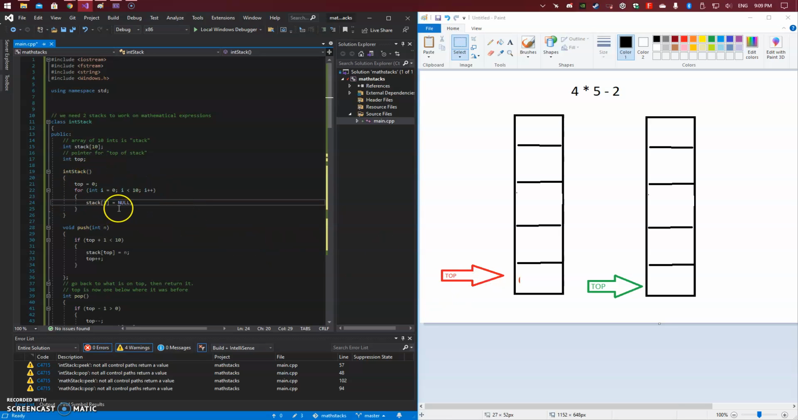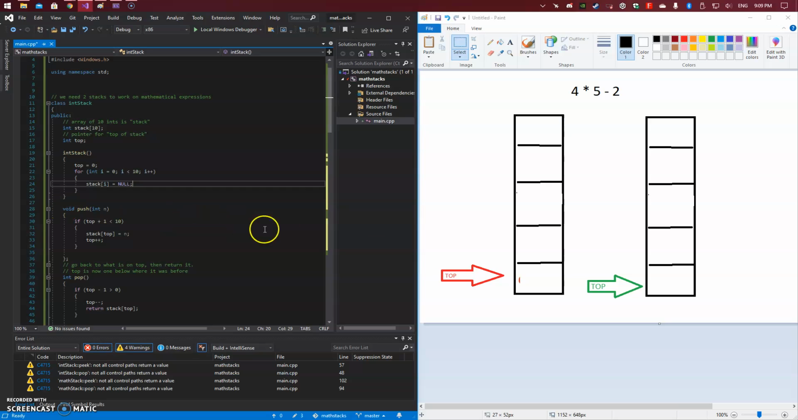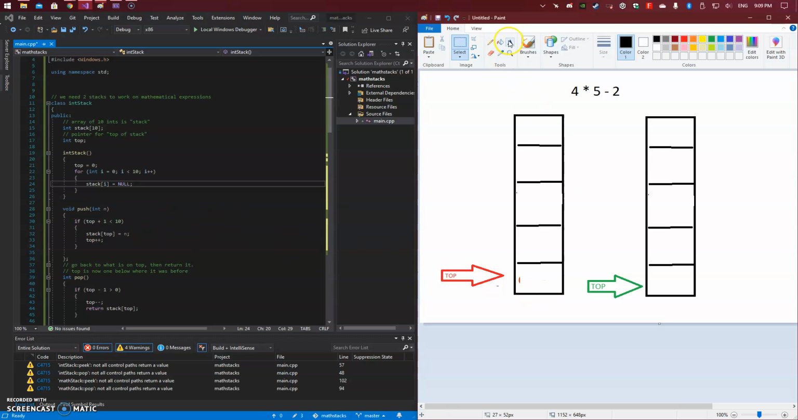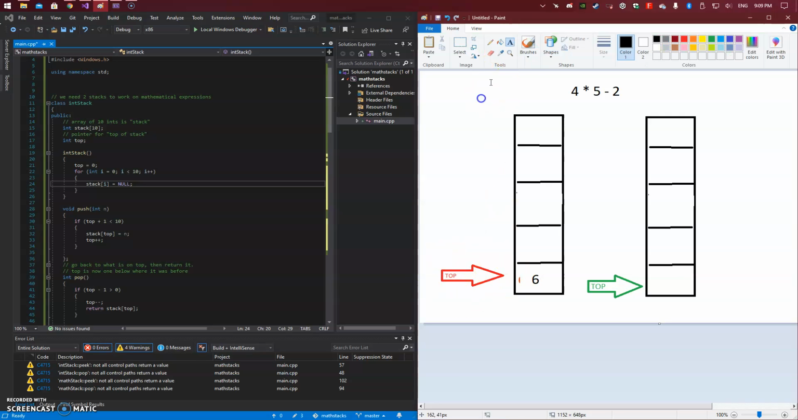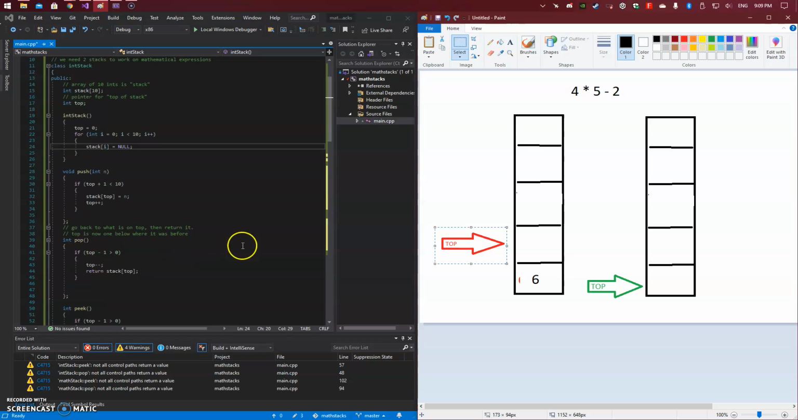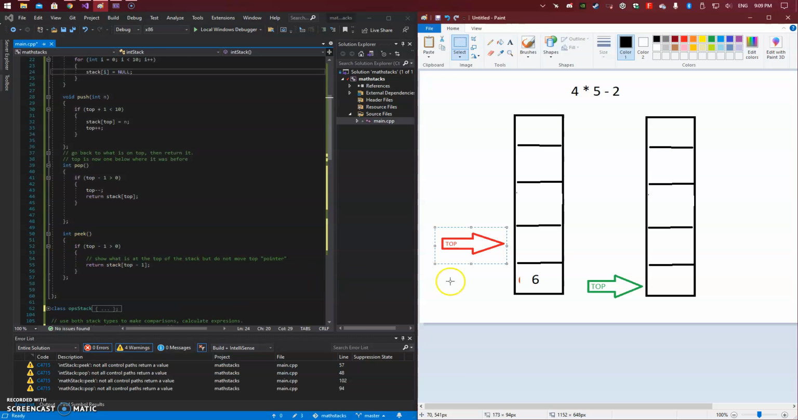Just like queues, we have push, pop, and also peek. If you were pushing something, say the number 6, you would put it wherever top is pointing to, and then you would move top to the next part of the stack, and it goes on from there. If I wanted to pop what I just put in, I would first move top back down, and then take this out.